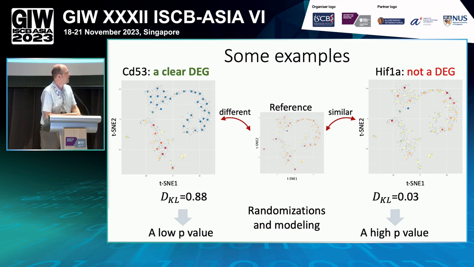divergence. And then we do some randomization. So we do permutations of the data. We do some modeling, and we try to estimate a p-value for those divergences. So this one would get a very low p-value. This one would get a high p-value. So this is the kind of gene that we want to find here.